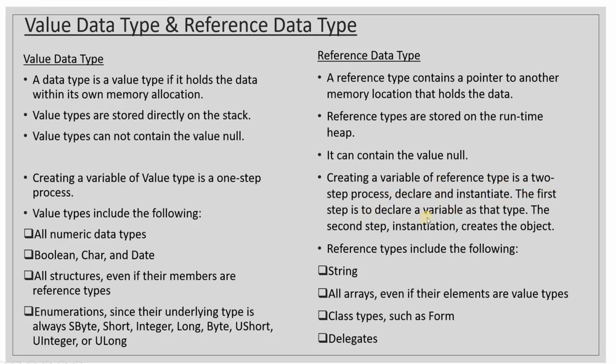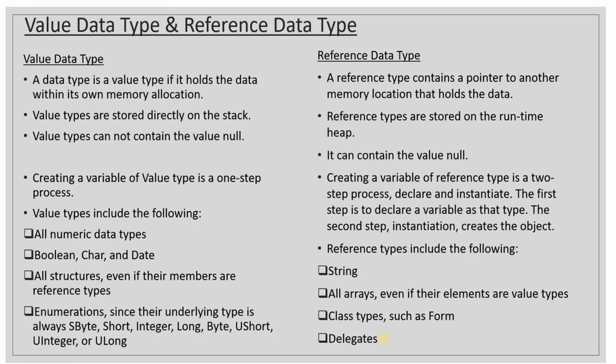Creating a variable of value type is a one-step process, but creating a variable of reference type is a two-step process: declare and initialize. The first step is to declare a variable as that type. The second step, initialization, creates the object. Value types include the following: all numeric data types, boolean, character and dates, all structures even if their members are reference types, and enumerations, since their underlying type is always sbyte, short, integer, long, byte, etc. And the reference data types are string, arrays, class types, delegates, etc.